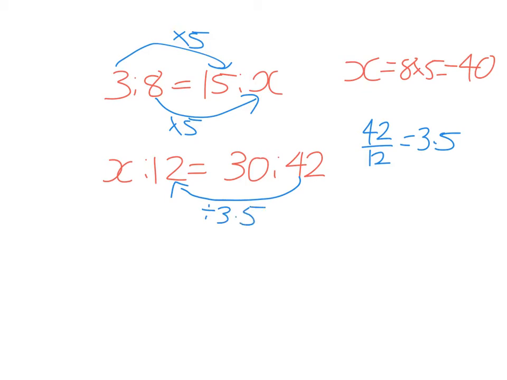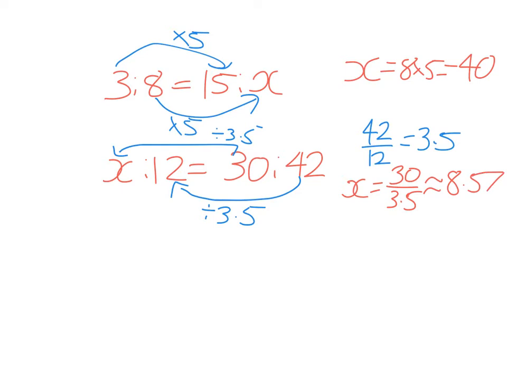So I need to do the same for the other number in the ratio. To go from 30 to x, I need to divide by 3.5. If you put that on your calculator, x equals 30 divided by 3.5, you don't get a whole number. So I'm just going to round it to 2 decimal places. Now, I did this on purpose because I want you to note the only time a ratio cannot have decimals is when you are asked to simplify.